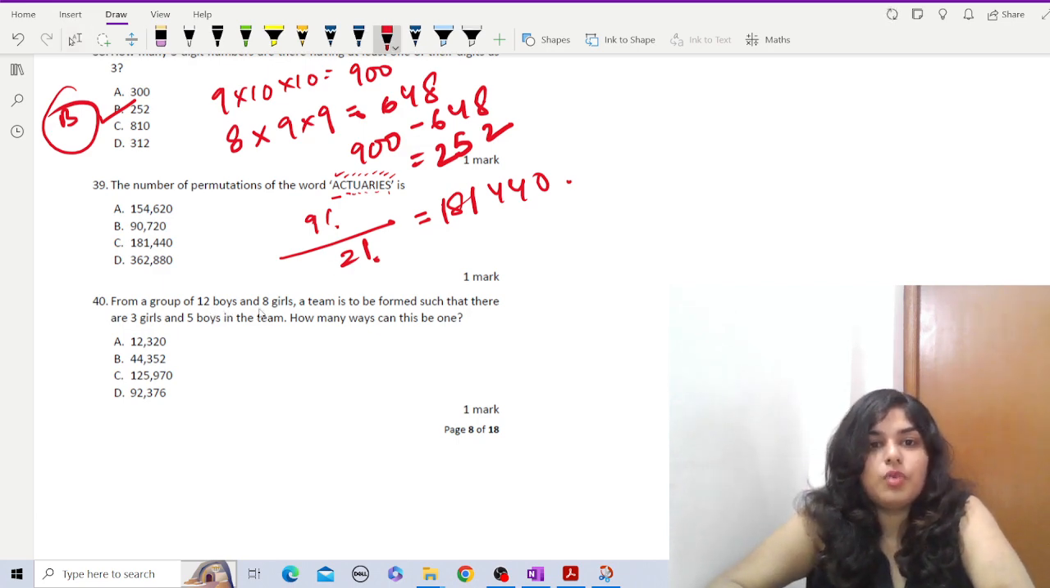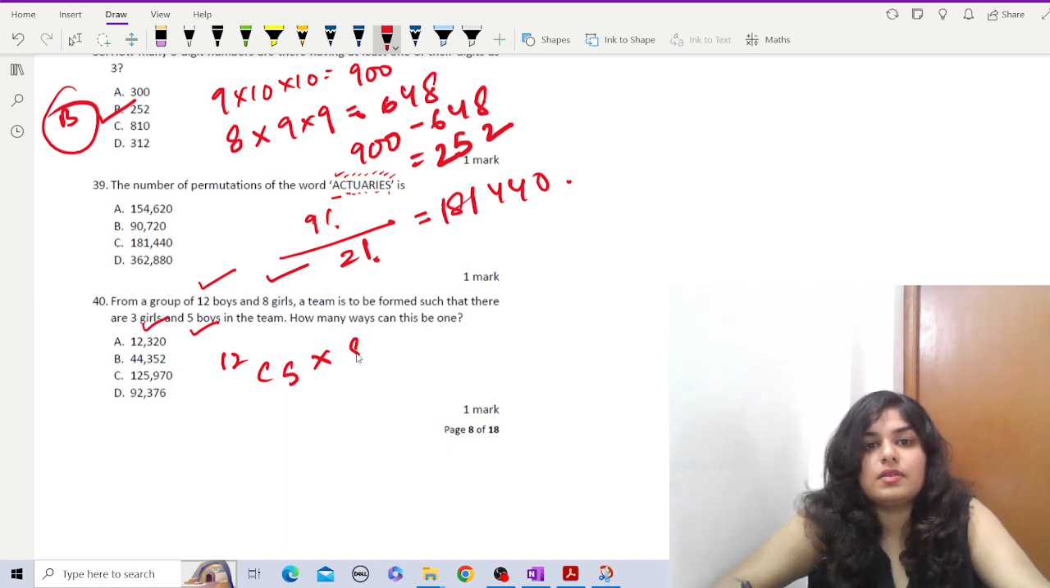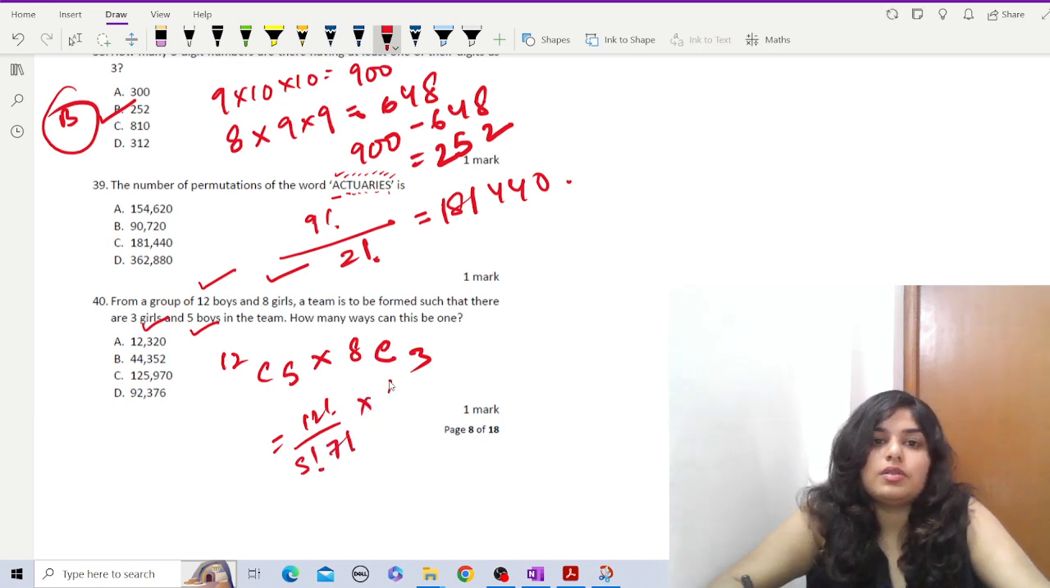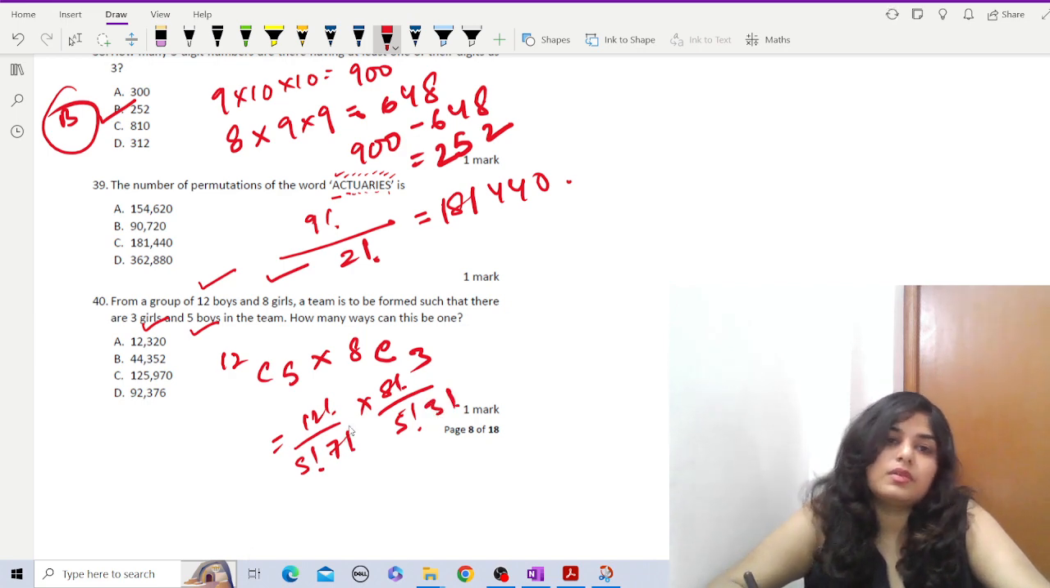From a group of 12 boys and 8 girls, a team is to be formed such that there are 3 girls and 5 boys in the team. How many ways can this be done? So 12 boys, 5 boys: 12C5, into 8 girls, 3 girls: 8C3. That is 12 factorial by 5 factorial into 7 factorial, into 8 factorial by 5 factorial into 3 factorial.